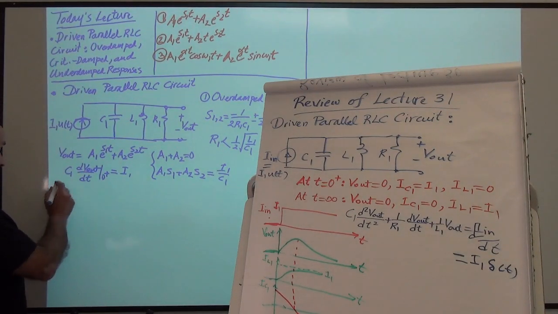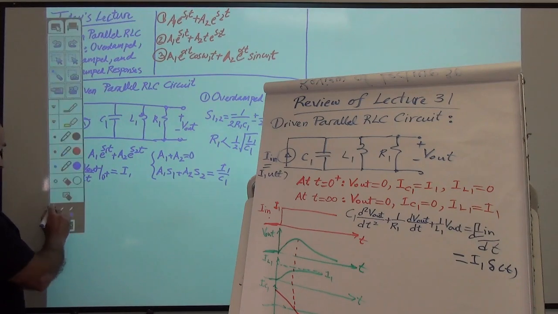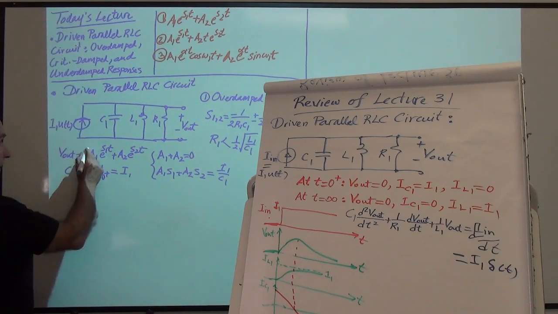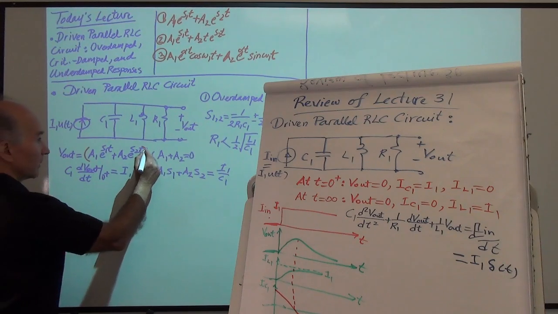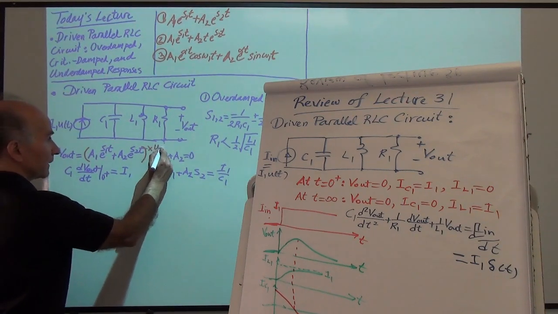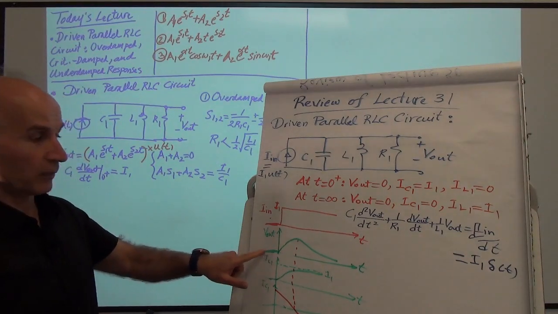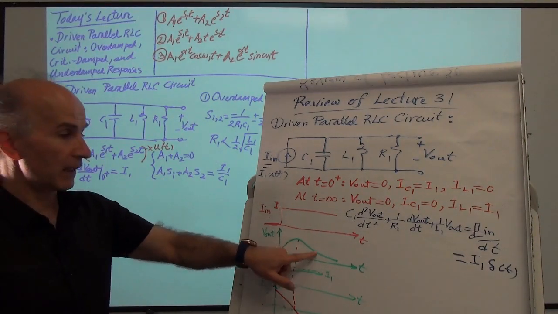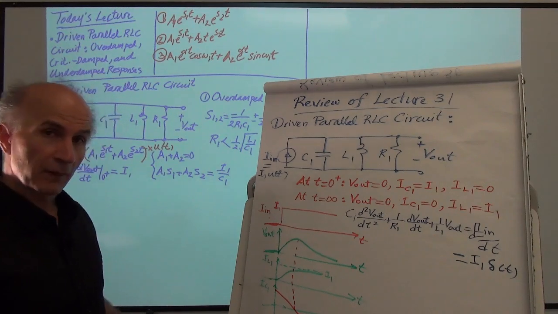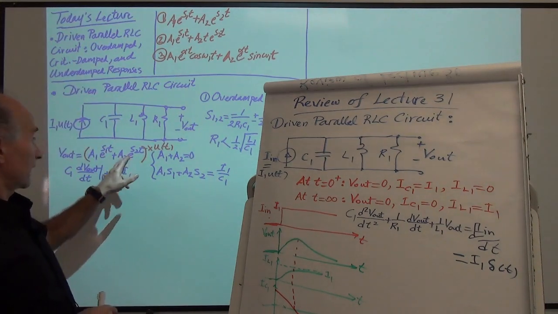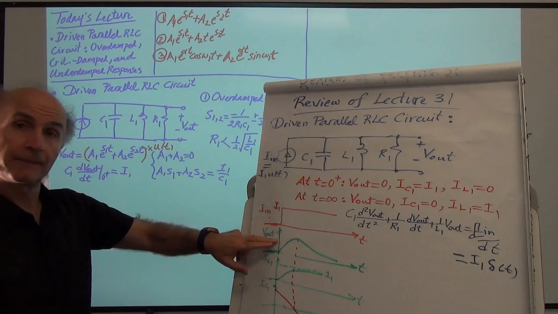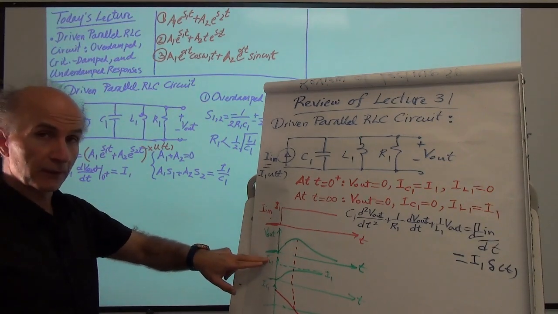So V out, to be precise, is the following. This is multiplied by u of t, right? Because we see that V out is 0 before time 0, and then it assumes this form. V out is not any of these exponentials before time 0, right? So it has to be multiplied by u of t.